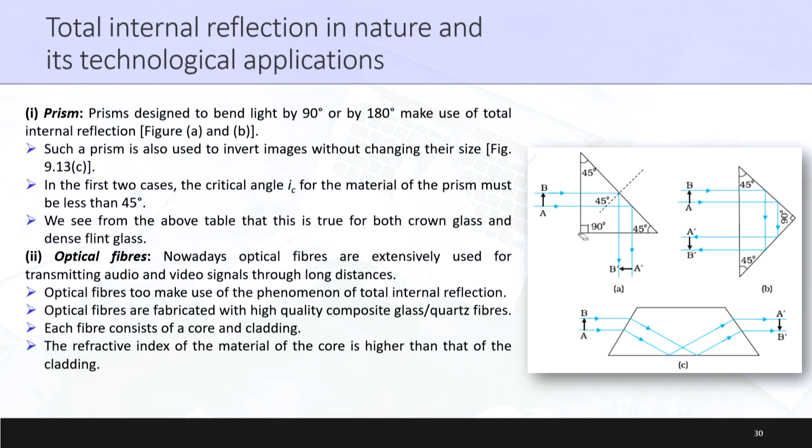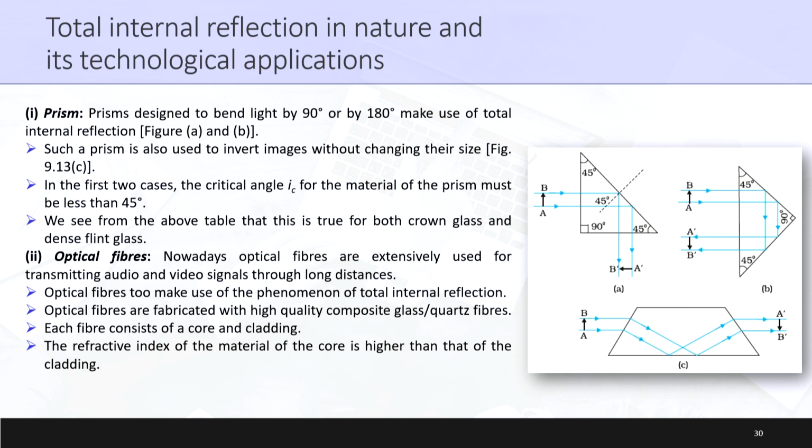What is happening inside you can't see with your naked eyes, but you can see that I incident a light like this, and it is coming out like this. So, the bending of light has occurred by 90 degrees. Similarly, if I put the incidence like this and it comes out this way, as you can see, a 180-degree bending has happened. So, this is one of the applications of the prism.